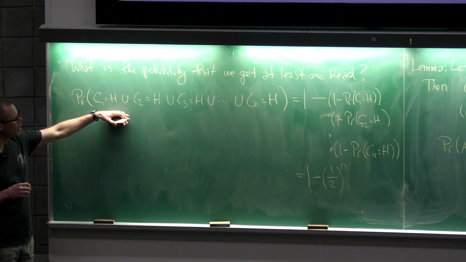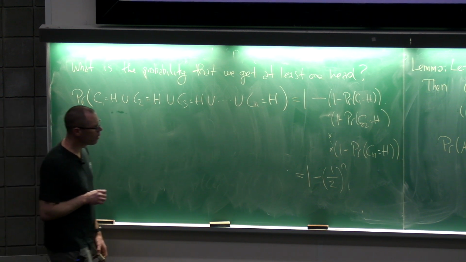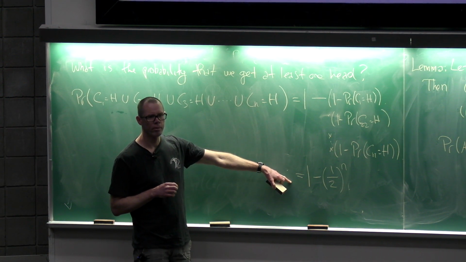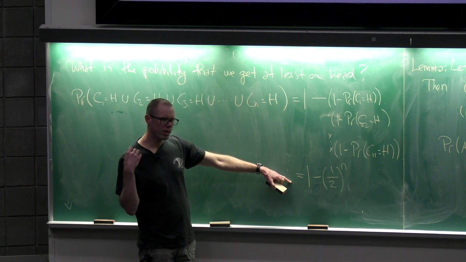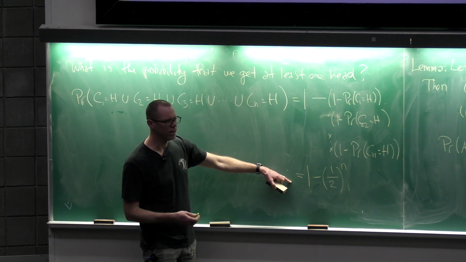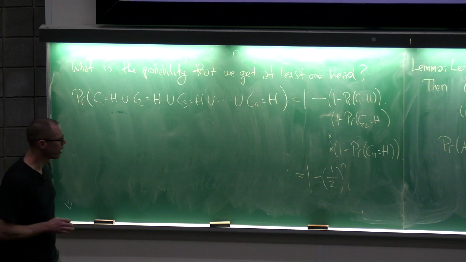Here, the probability that at least one of the coin tosses comes up heads, when n gets big, what's that heading to? 1. So as n gets big, it becomes overwhelmingly likely that you'll see at least one head. Exactly what we expect.